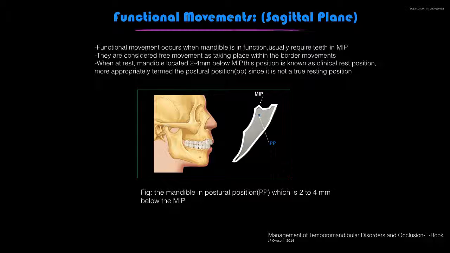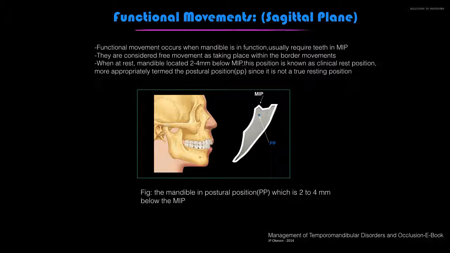Now we move on to functional movement in the sagittal plane. Functional movement occurs when the mandible is in function, and this usually requires teeth in maximum intercuspation. The movement is considered free movement as it takes place within the border movements.